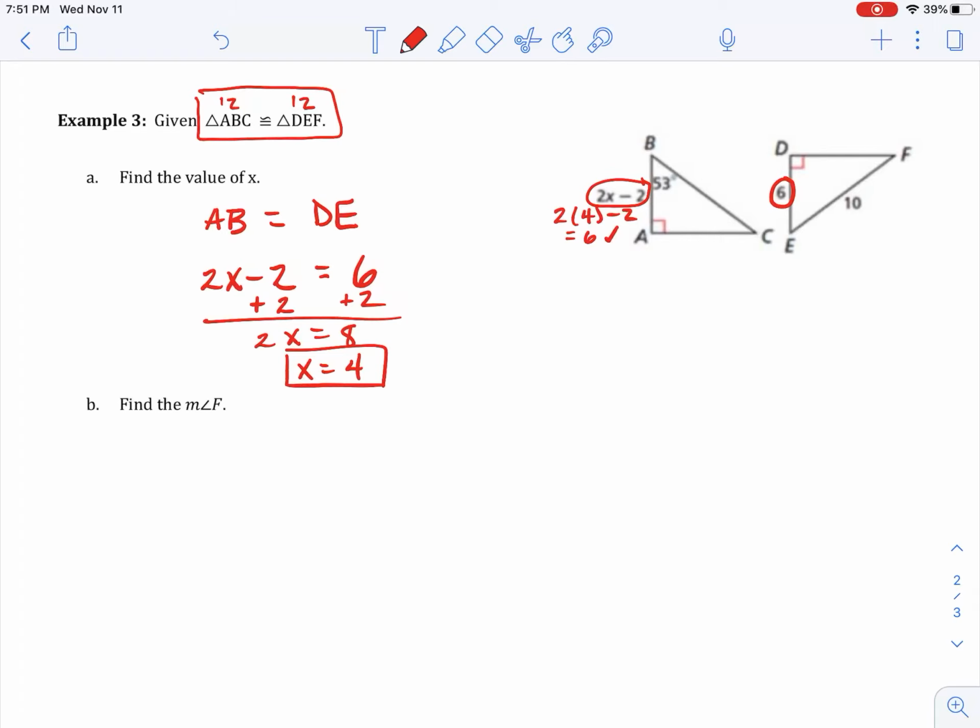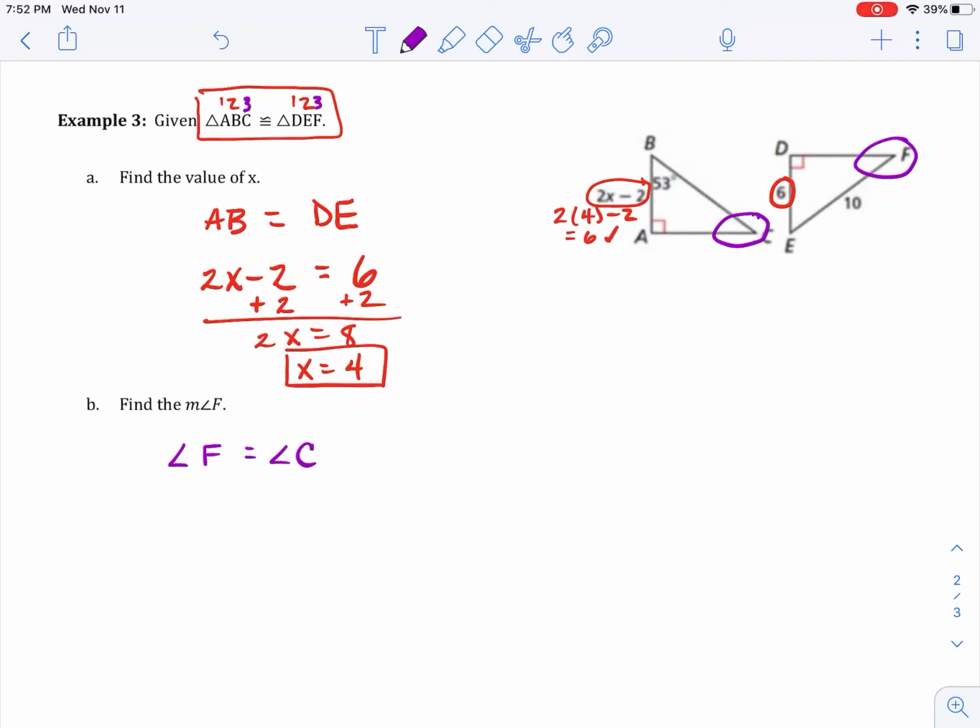All right, let's do the same thing with example 3b. It says find the measure of angle F. So if I look back at my congruence statement, angle F is in the third position and angle C is in the third position. So I know angle F is going to be equal to angle C. And so if I go to the picture and I look at angle F, I don't actually see anything. And if I go and look at angle C, I don't see anything either. So that seems weird. Why on earth do I want to set nothing equal to nothing?